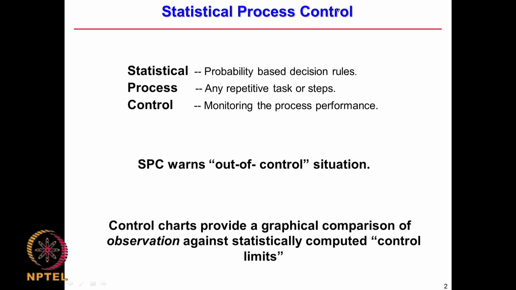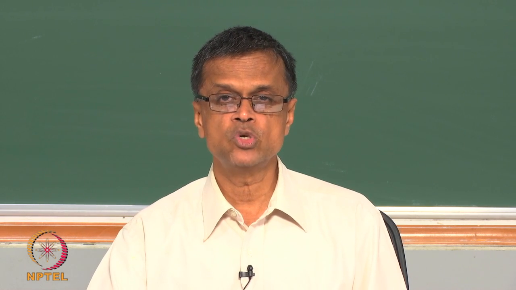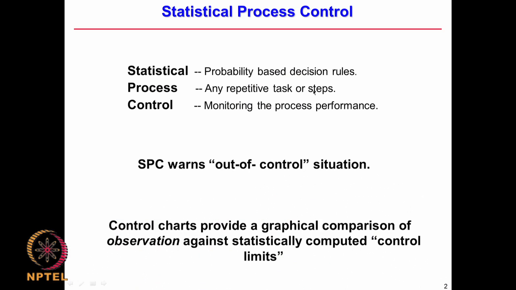So, this statistical process control is based on probability-based decision rules. You are looking at the process, that means any repetitive task. You are manufacturing a metabolite day in and day out, an antibiotic every day for years and years, a diaphragm valve every day, thousands of bolts every day for years together. That is a repetitive task. So, you want to manufacture within your control limits, specification limits, you understand.